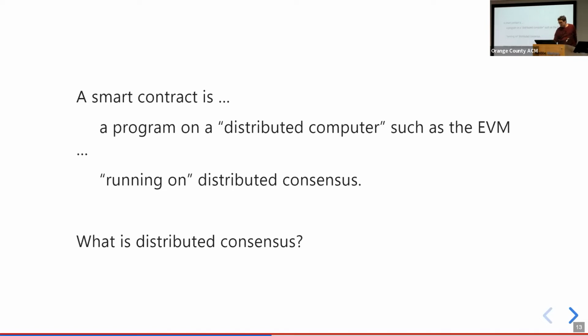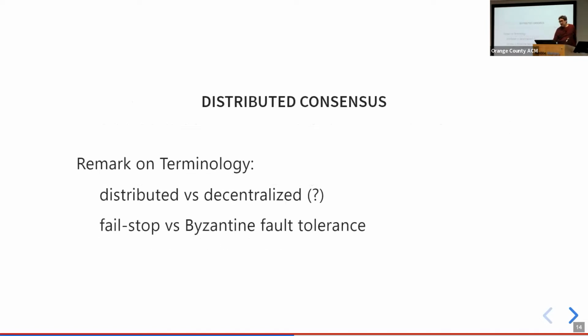So what is distributed consensus? First, a remark on terminology. When I prepared this talk, I tried to find out whether there is a general agreement on when you say distributed and when you say decentralized. It seems to depend very much on the context which of the two words one uses. Roughly, distributed also includes client-server, whereas decentralized tends to mean peer-to-peer architecture. That's an important difference for us.